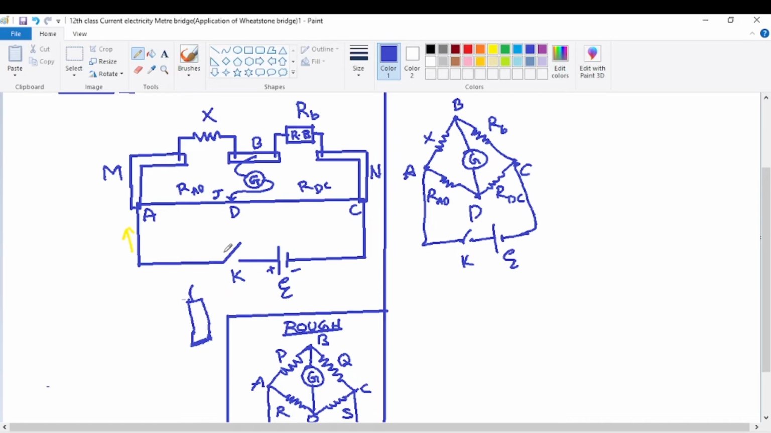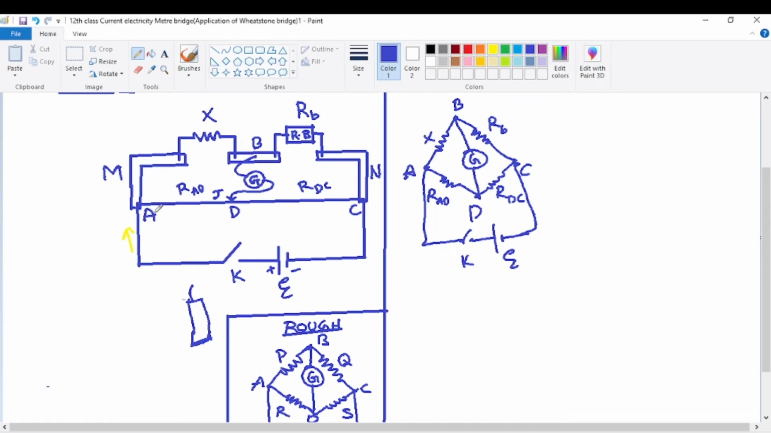The procedure is very simple. Firstly the key is closed. Once the key is closed, immediately current starts flowing. The current sent by the battery, again observe the yellow line, will immediately divide into two parts. One part flows into the bridge wire, A to D and D to C. The other part flows through X and the remaining resistances of the meter bridge. Some part of the current can flow even through the galvanometer, so immediately the galvanometer will show a deflection. Now firstly what is done is the jockey.